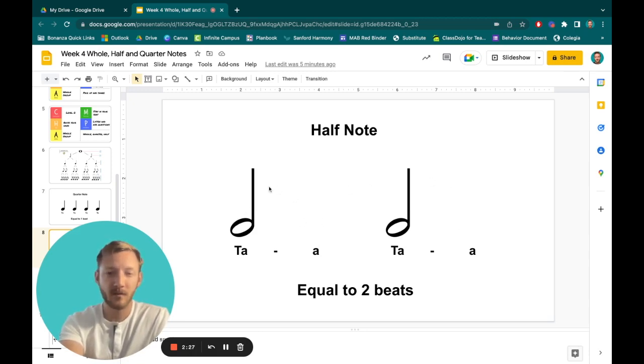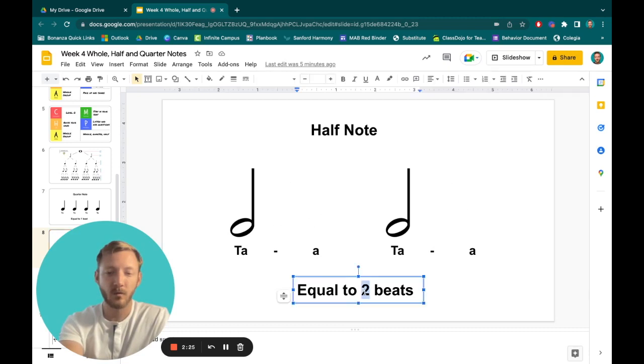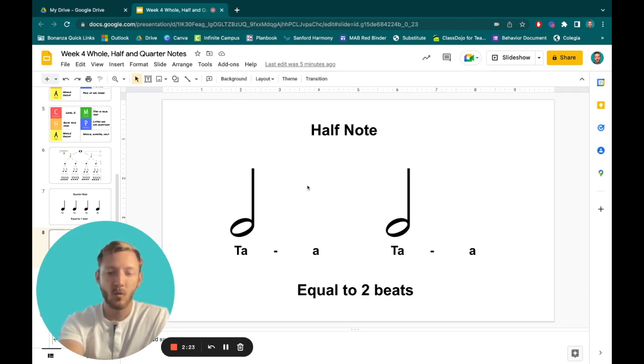Can we count these together, half notes? And again, they are worth two beats. Ready? 1, 2, this is our beat. Go ta, ta. One more time. Ready, go. Ta, ta. Lastly, we have the whole note.